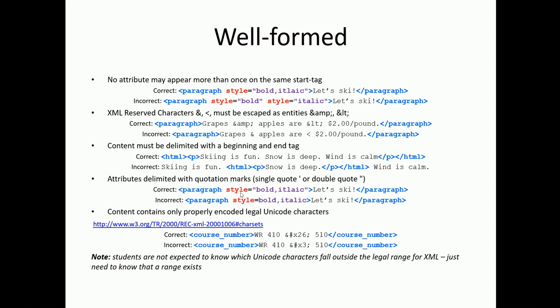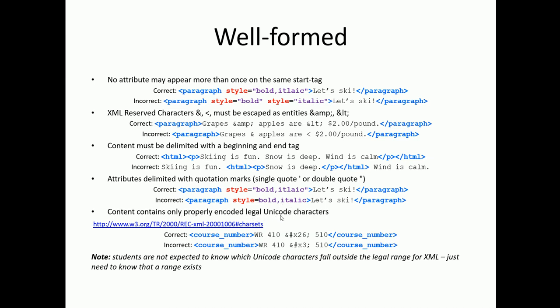Attributes must be delimited with a quotation, either single or double quotes. So in this case, and you see this a lot, by the way, in malformed HTML, a lot of the browsers will accept it, but it's not well formed. We have a paragraph with nicely quoted attributes, and in this case we have a paragraph with style, but the attribute is not quoted. Therefore, it is malformed.